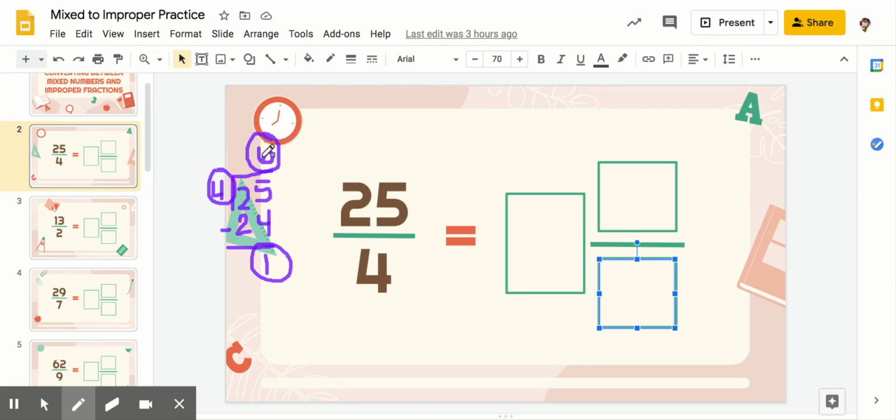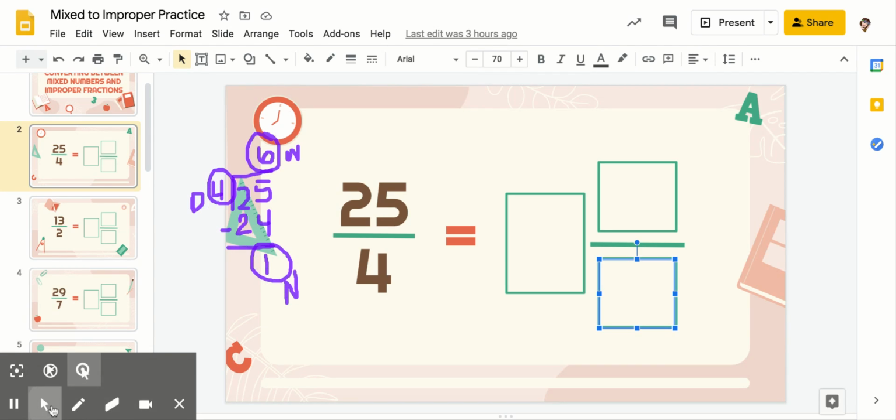So remember, however many whole times it went in is our whole number. Whatever we were dividing by, which was my denominator, right? 4 was my denominator, is going to stay my denominator. And then our remainder is going to be my new numerator. So this is what needs to be done on a separate sheet of paper. And then you're going to put your answer into your problem.